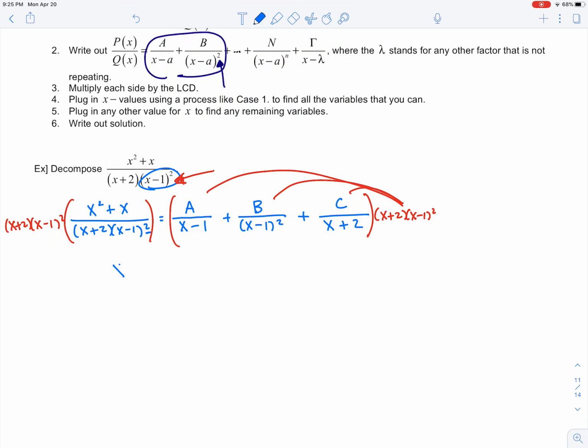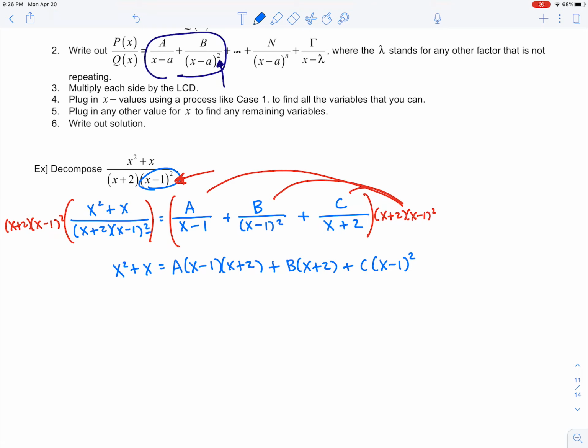So everything cancels on the left-hand side. So I have x squared plus x. And here I will have a times 1 factor of x minus 1 times x plus 2. This will be b times x plus 2. And this will be c times x minus 1 squared.